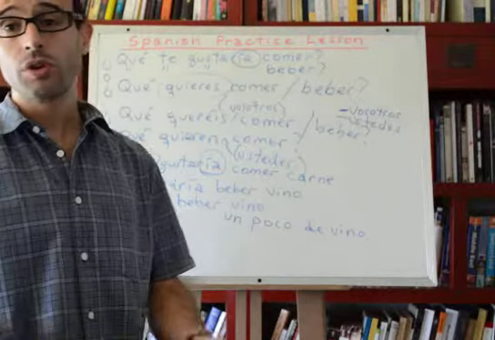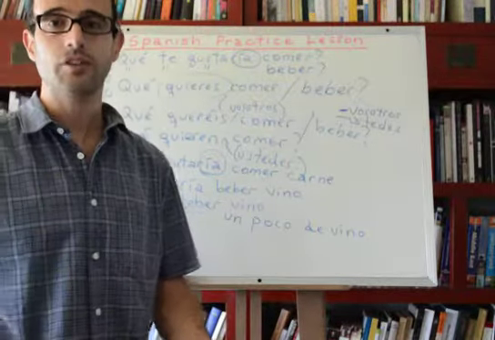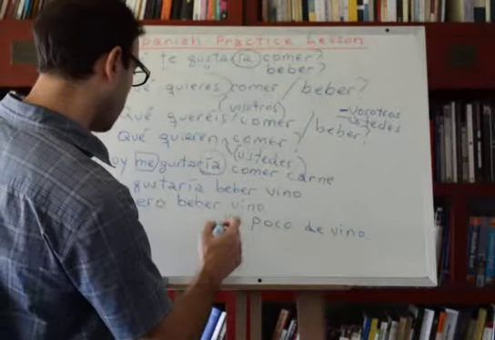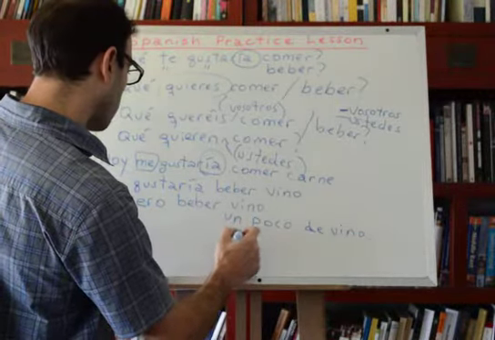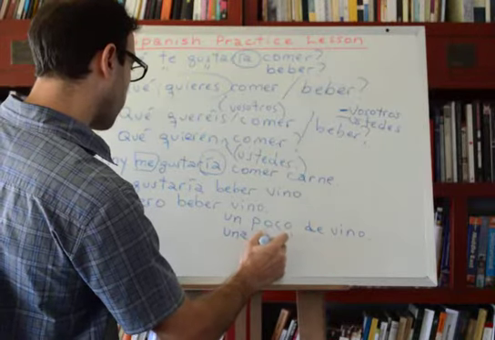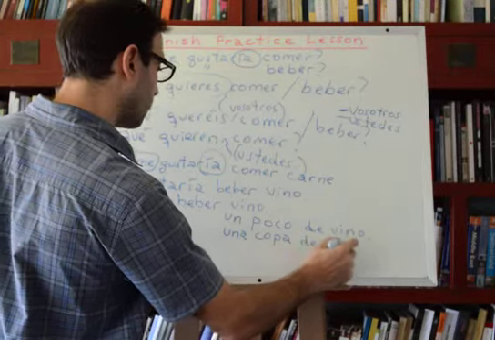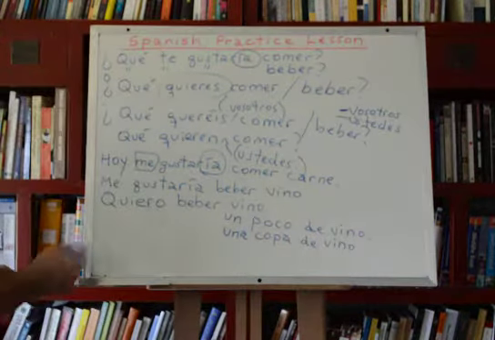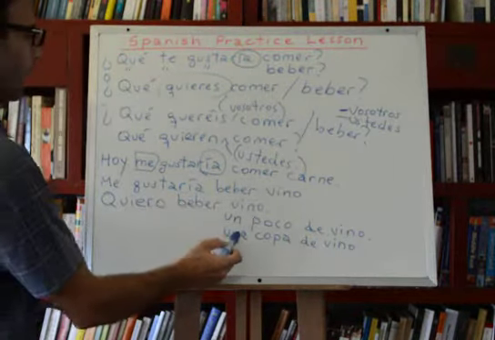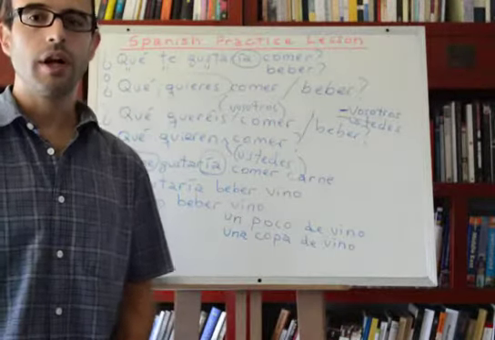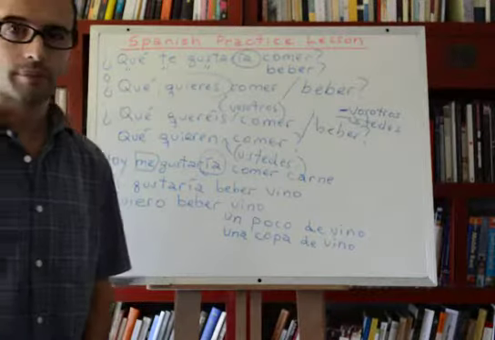In English we would simply say a glass of wine. In Spanish we can also say a glass of wine. We would say una copa de vino, okay? Quiero beber una copa de vino. I want to drink a glass of wine.